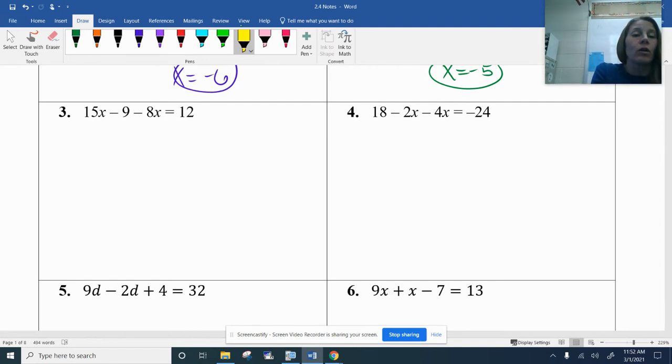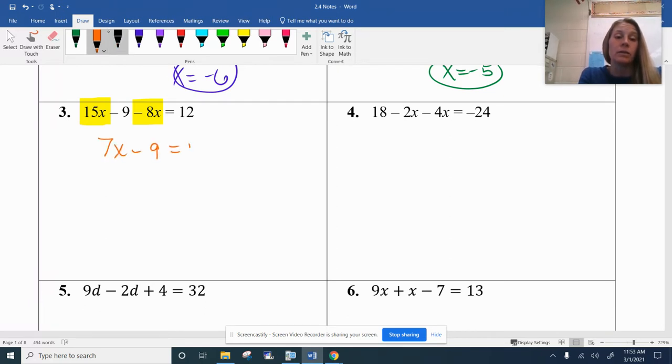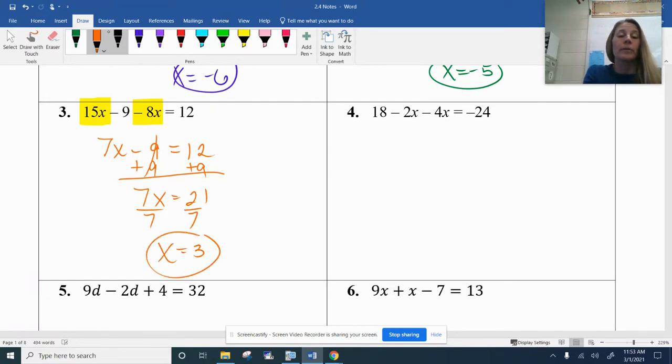Okay, the next equation also has two like terms. They're just not right next to each other, but it doesn't really change much of what we do. We just have to make sure the sign in front of the number that has the like term stays with it. So this negative stays with the 8. So 15 minus 8 would give me 7x, and then I have minus 9 equals 12. Now using my inverse operation of addition to get rid of the 9, 7x equals 21. Dividing, x equals 3.